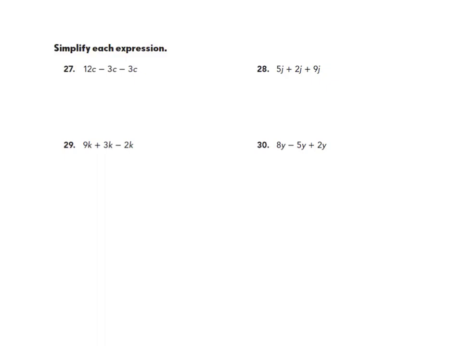When simplifying expressions, sometimes it helps to read the expression from left to right, almost like it's a story that's happening. This happens, then that happens, then that happens. For example, for number 27 here, if I wanted to draw a picture of what's happening, what I know is that we start with 12 C's. 1, 2, 3, 4, 5, 6, 7, 8, 9, 10, 11, 12. So I've got 12 C's.